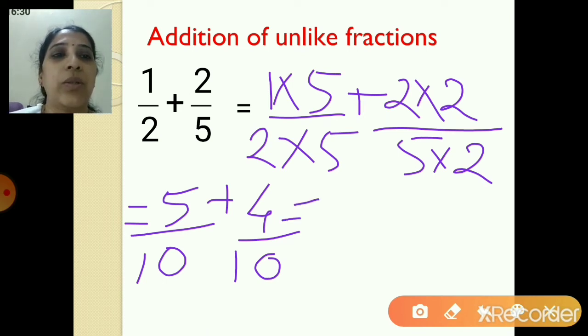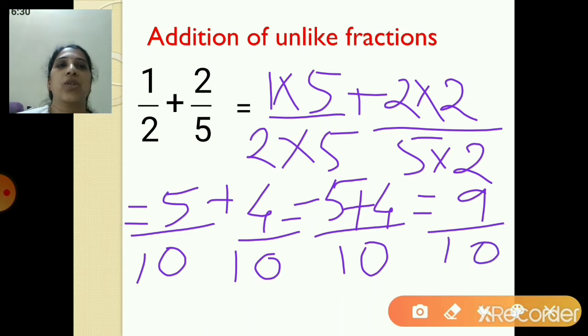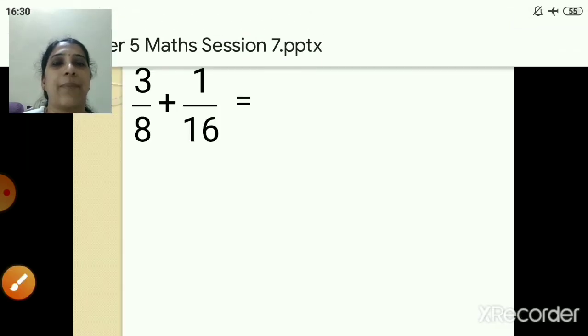So now what will you do? 5 plus 4 upon 10. So what is 5 plus 4? 5 plus 4 is 9 upon 10. So you got the answer as 9 upon 10. So let's move to the next example.